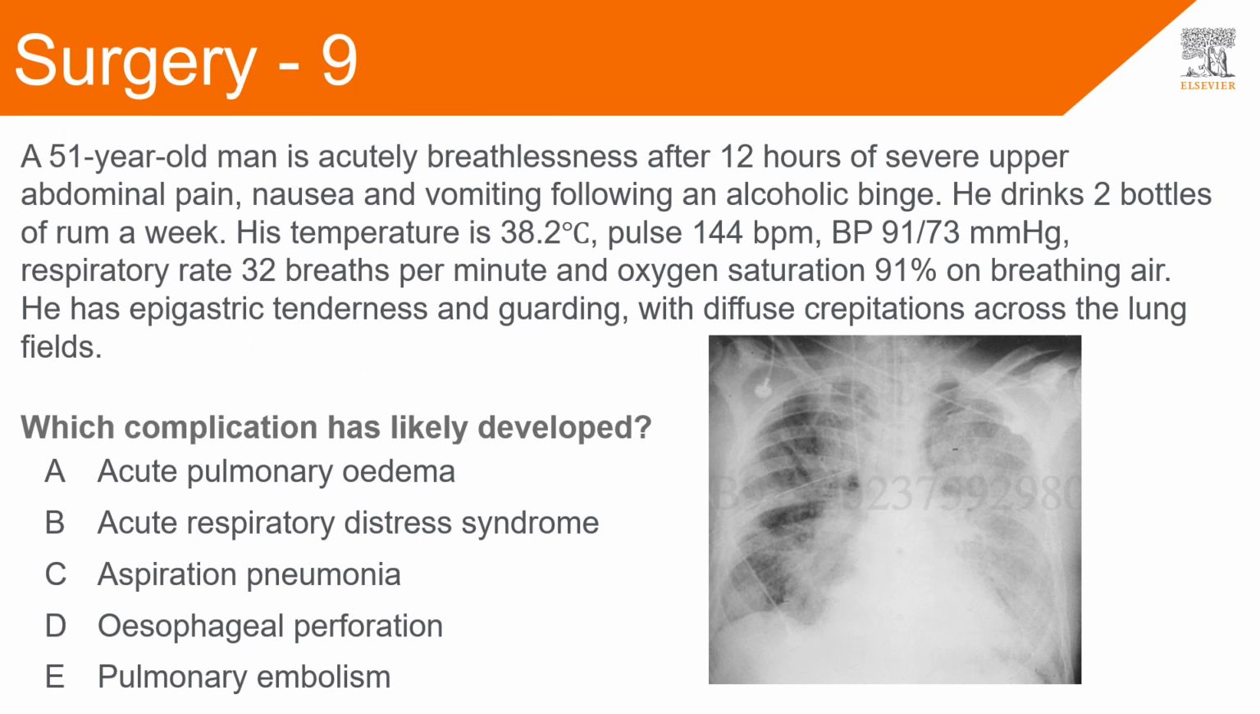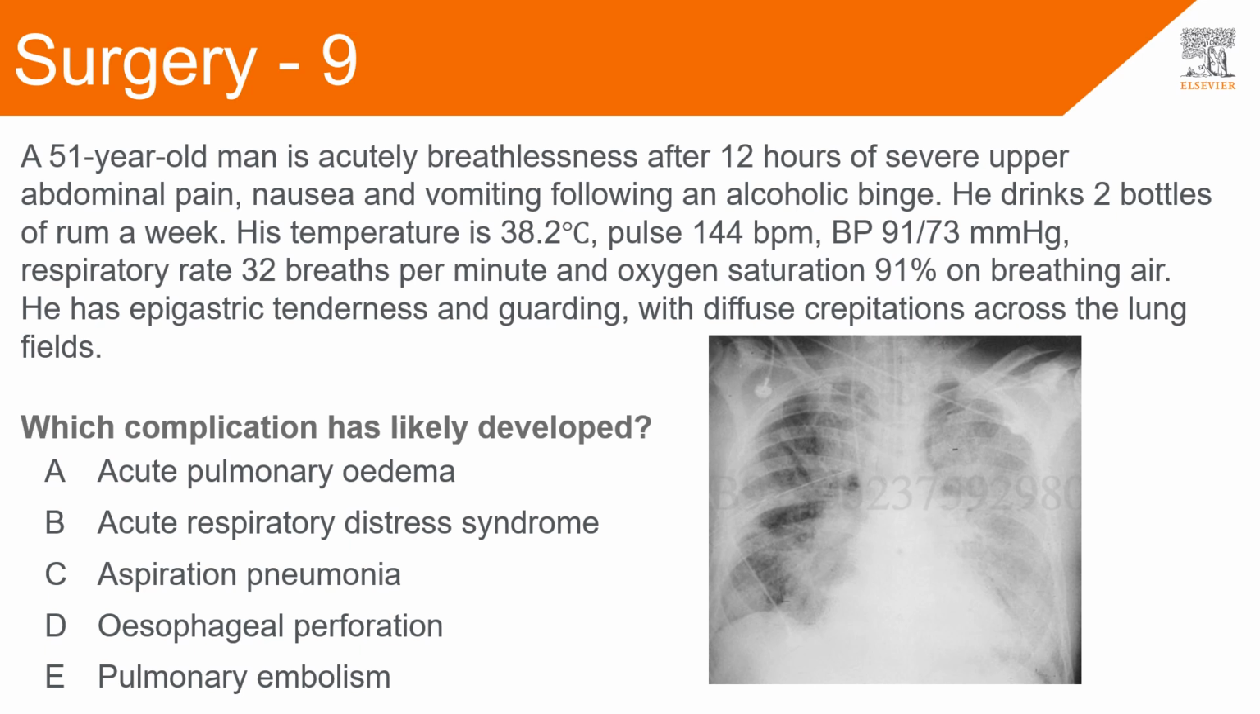Question 9. A 51-year-old man is acutely breathless after 12 hours of severe upper abdominal pain, nausea and vomiting following an alcoholic binge. He drinks 2 bottles of rum a week. His temperature is 38.2 degrees, pulse 144 beats per minute, blood pressure 91 over 73 millimeters of mercury, respiratory rate 32 breaths per minute, and oxygen saturation 91% on breathing air. He has epigastric tenderness and guarding with diffuse crepitations across the lung fields.